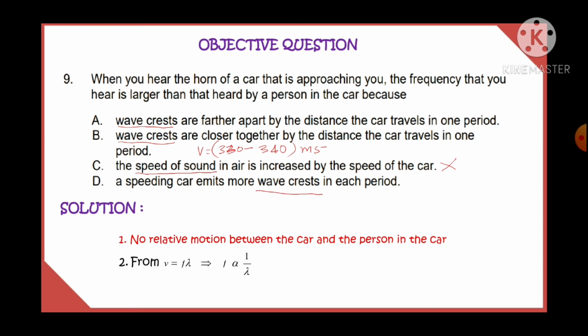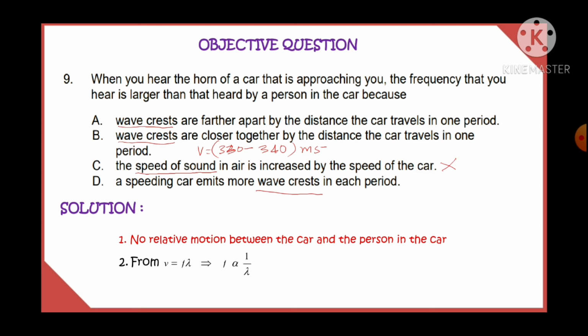The first one: the police in the car moving. Let's say the police car is moving, approaching you, meaning that the police is moving with the same car, so the speed of the source is equal to the speed of the police in the car. So there is no relative motion between the car and the person in the car. But the Doppler effect is actually the study of the relative motion between the source and the observer. Now the observer is the person in the car moving with the same car, so there is no relative motion. Okay, that's the first point.